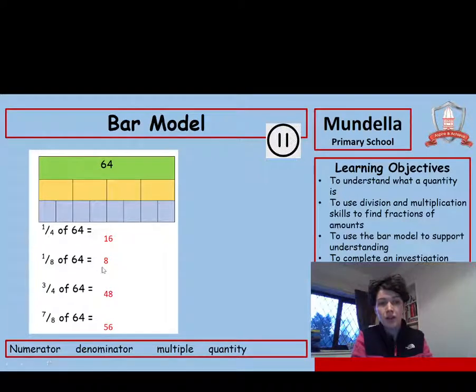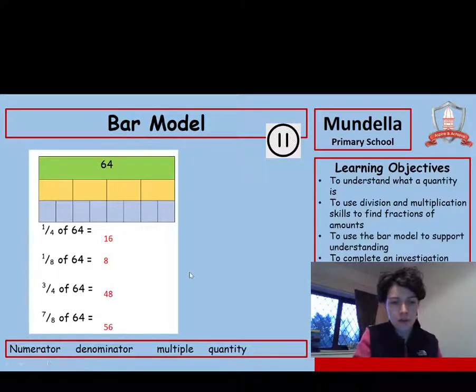So that's worth 8. 3/4 is 16 times by 3, because we divided 64 by the denominator, which is 4, and then we multiplied it by 3, which is the numerator. So that gives us an answer of 48. Very good. 7/8 of 64.